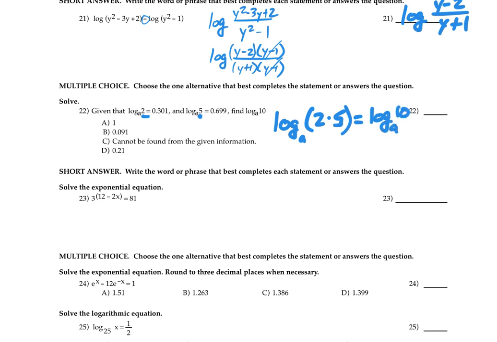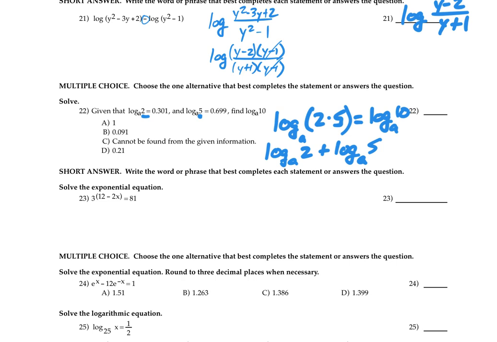Those two things are the same thing, right? I can rewrite 10 as 2 times 5. Because we have two separate things here, I could separate them now and use my log rule. Because I have a multiplication sign in between the 2 and the 5, I could rewrite this as log 2 base A plus log 5 base A.